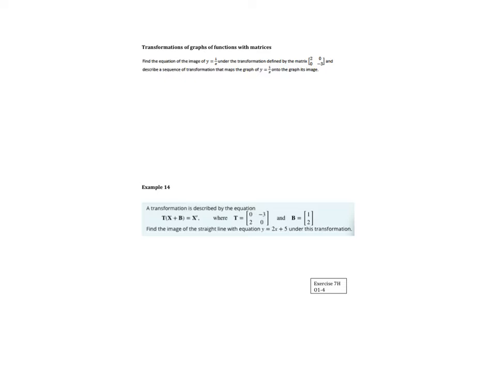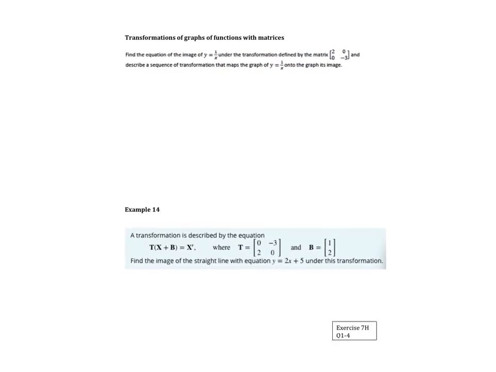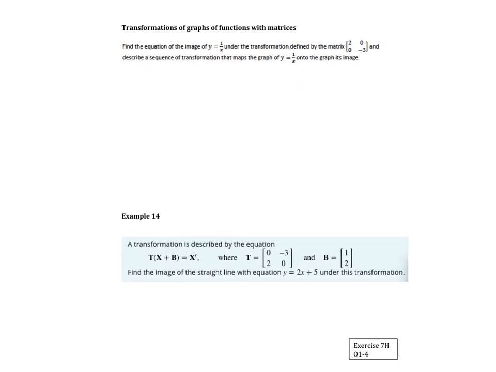Okay, the final part is, how can I apply, in the same way when we first did our transformations, we worked out how the point is affected? Now we want to look at how the equation is affected. So find the equation image under the graph, under the matrix transformation defined as 2, 0, 0, -3, and describe the sequence of transformations.